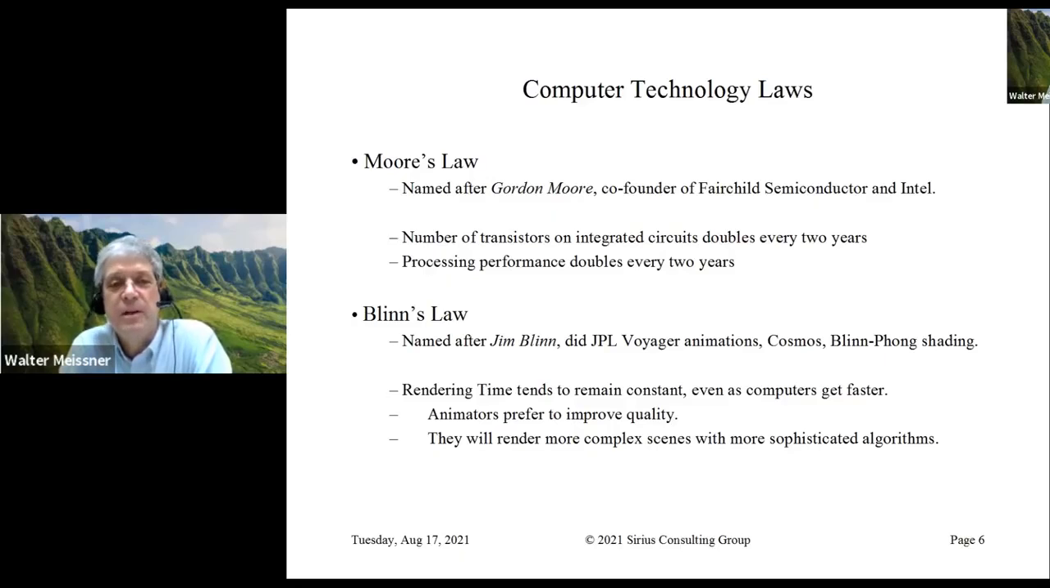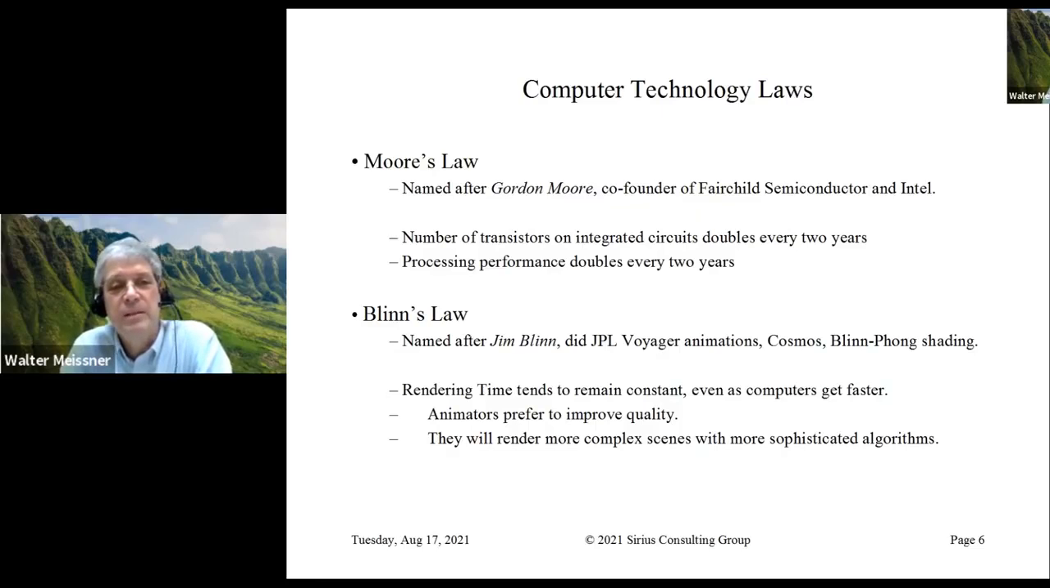Processing performance doubles every 2 years. Other people have scaled that back to 18 months. One thing that's interesting about the array processor I worked on in the 1980s is that 10 years later, you could get that on a graphics card on a CPU with a faster clock speed, and it could do pretty nearly everything that huge machine could do. Then there's the other one called Blinn's Law.